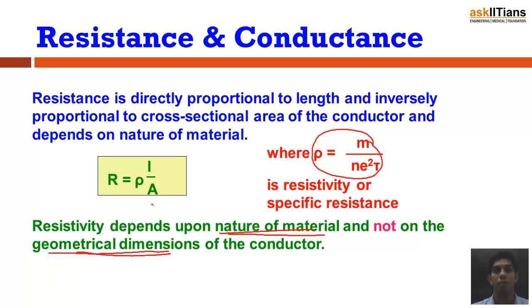Now if we have a proper look at it, resistance is proportional to L. It definitely makes sense. If the length of the conductor is longer, the electrons need to travel a longer distance. In doing so, they will face a large number of collisions. So a large number of collisions actually means large resistance. That's why R is proportional to L.